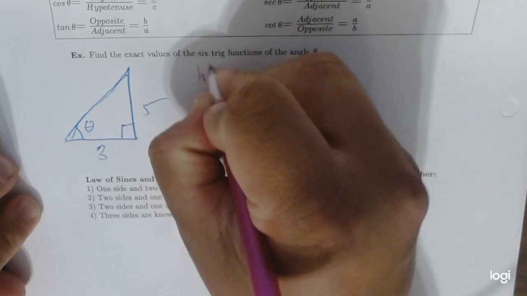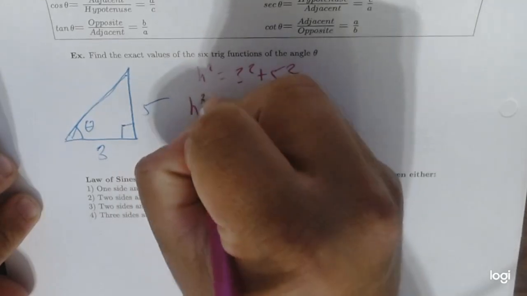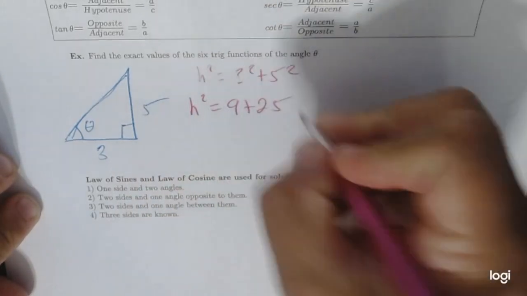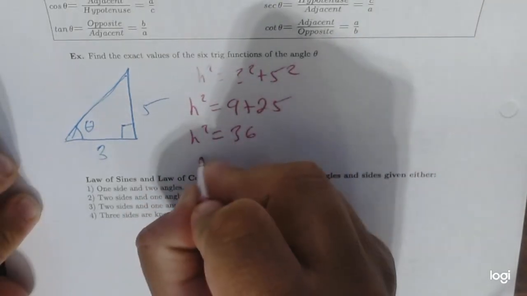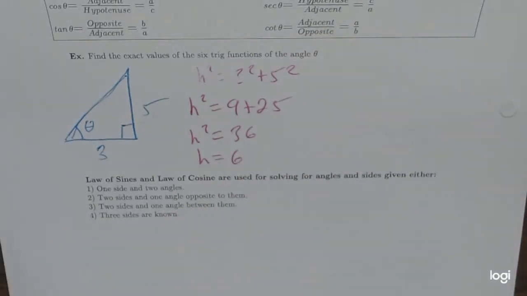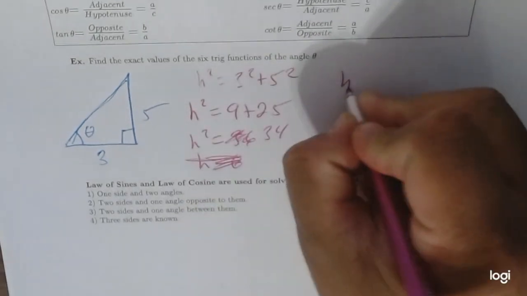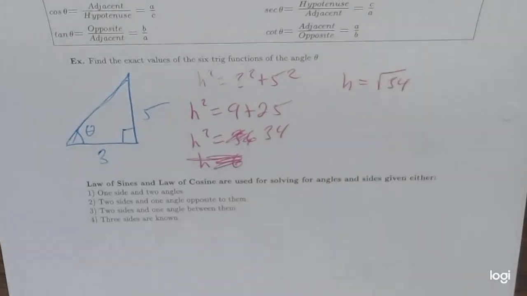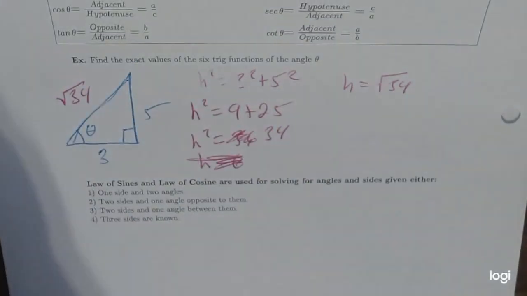I'm going to say h squared is equal to 3 squared plus 5 squared. So h squared is 9 plus 25, so h squared is equal to 36. So hypotenuse is going to be 6, right? Oh no, what am I talking about? 34. Yeah, way off. 34. So the hypotenuse is square root of 34. Okay, so in that case, now we can go back over here. This is the square root of 34. And now we just go straight down the portions.